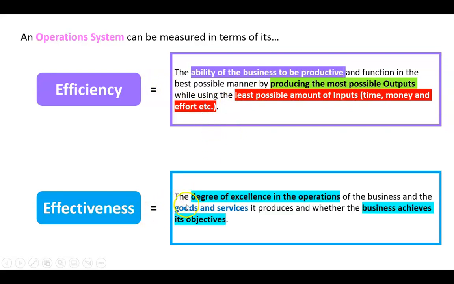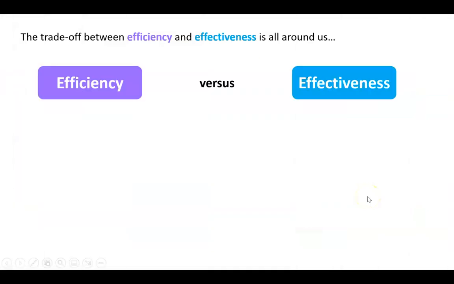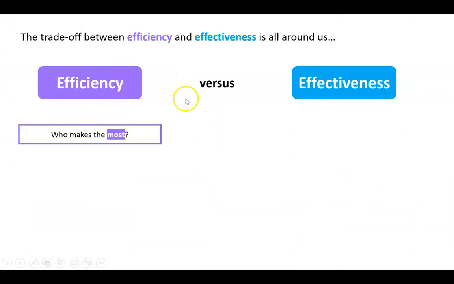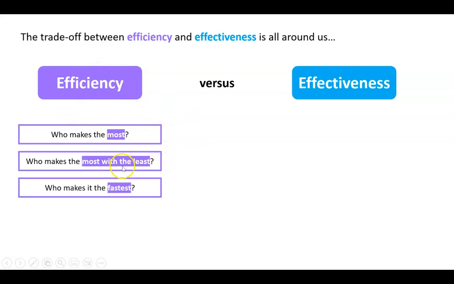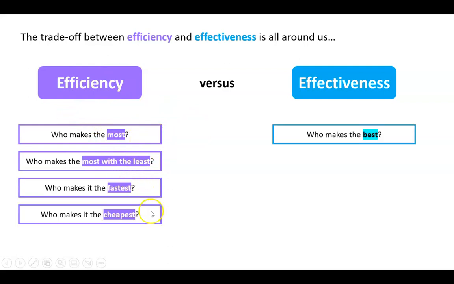Whereas effectiveness is a little bit different. That's the degree of excellence in the operations and its goods and services, and whether the business is achieving its objectives. So the best way to learn this for the first time is to go, well, it's all around us, this trade-off between efficiency and effectiveness. So with efficiency, you're probably going to say the most efficient businesses are the ones that make the most, or make the most with the least. They make it the fastest, the cheapest.